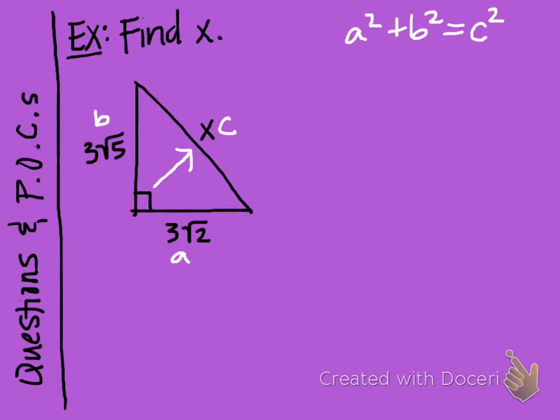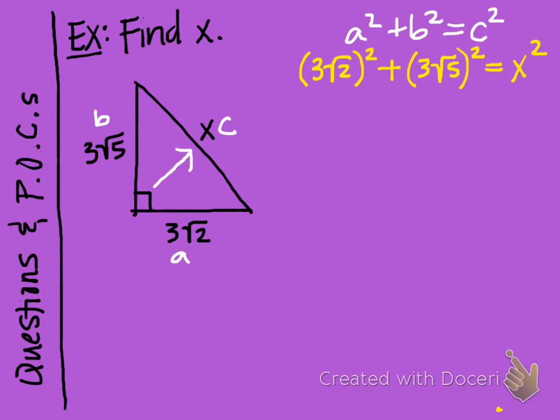What's different this time is that you've probably never used the Pythagorean theorem with radicals. So we're going to see how that works. When I put these radicals into my formula and I need to square them, I must put them in parentheses. So I need to write it like this: 3√2 in parentheses squared. For my b, which is 3√5, again I put 3√5 in parentheses squared. And then my c is just my x. So this is what I have to solve for.